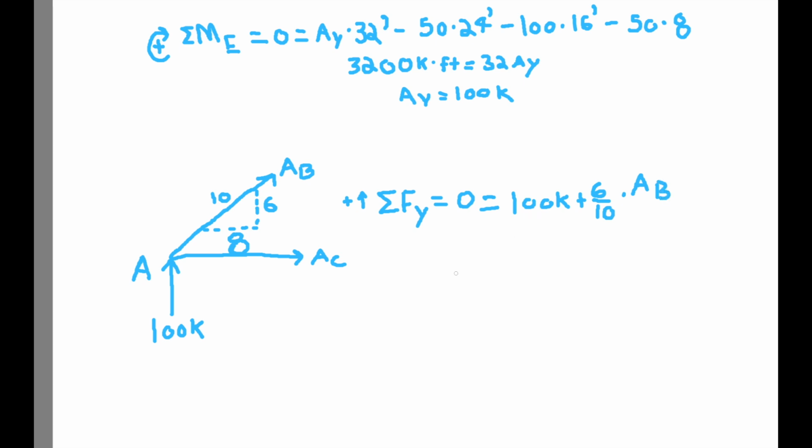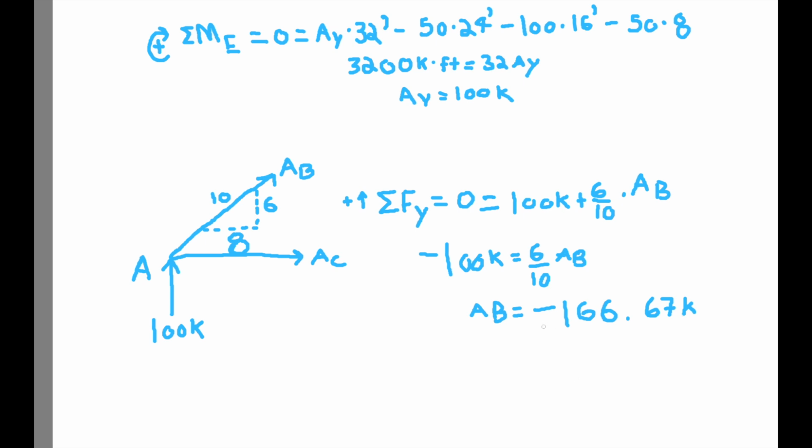All right, so let's pull that over to the other side. So we'll get negative 100 kips is equal to 6 over 10 AB. Okay, and then that gives us that AB is equal to minus 166.67 kips.